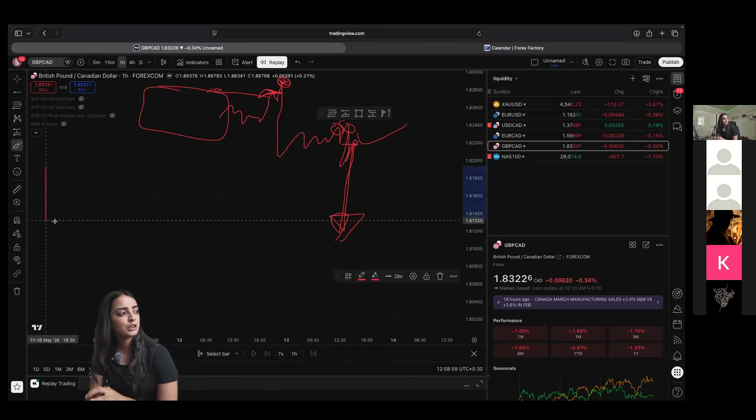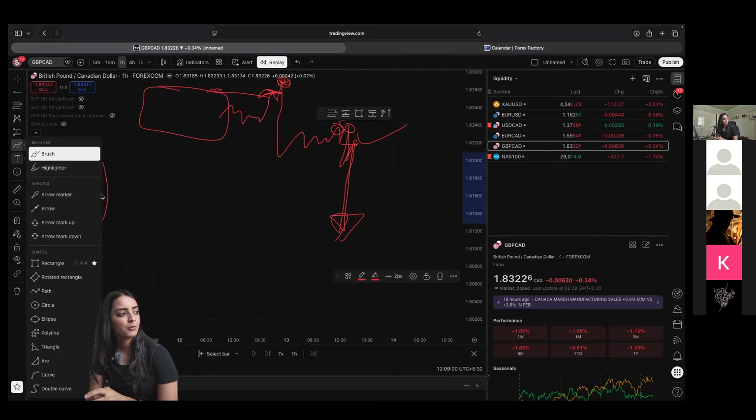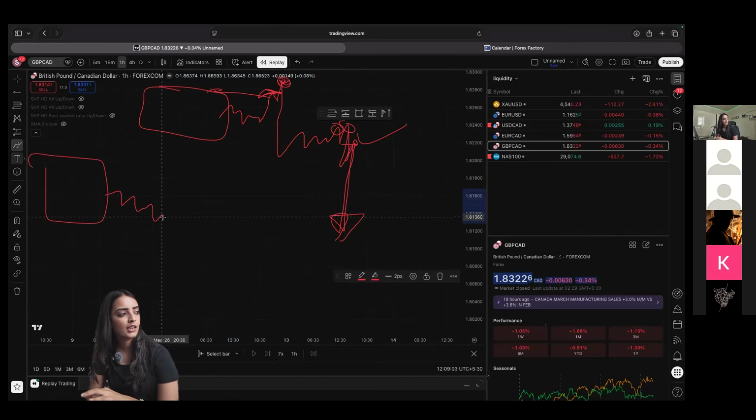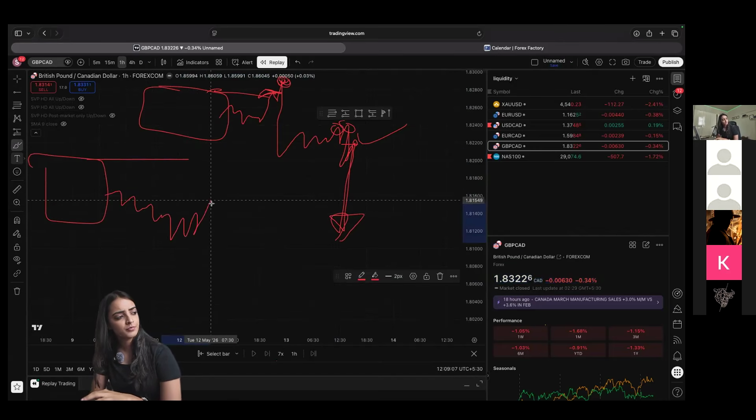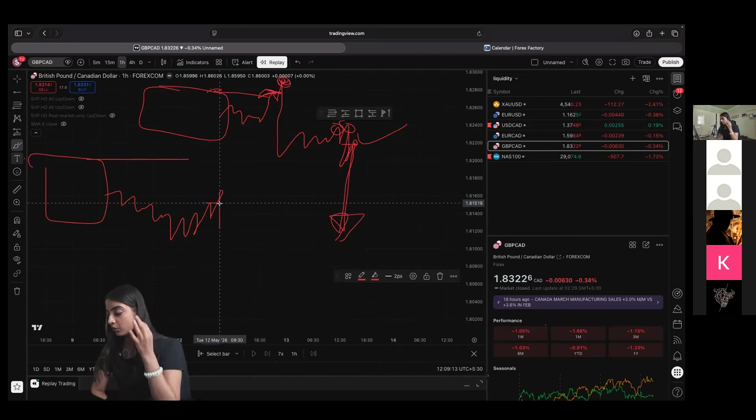Second thing is, let's say this is how Asia looks. Dead time was doing this and the Asian high has not been swept, which is okay. Now you have the London kill zone doing this, the London session doing this. Today's London session is going to be strong.